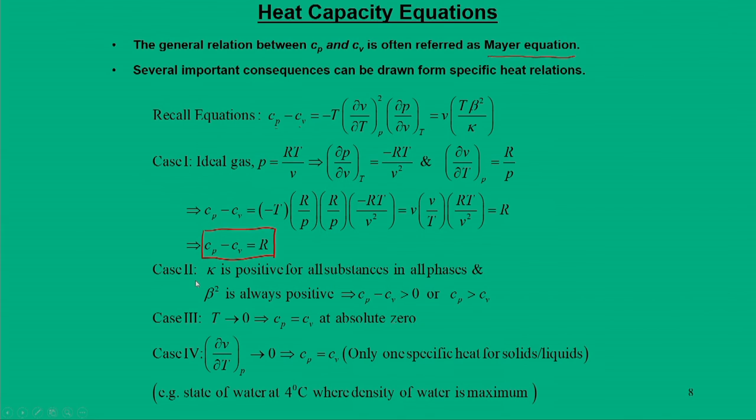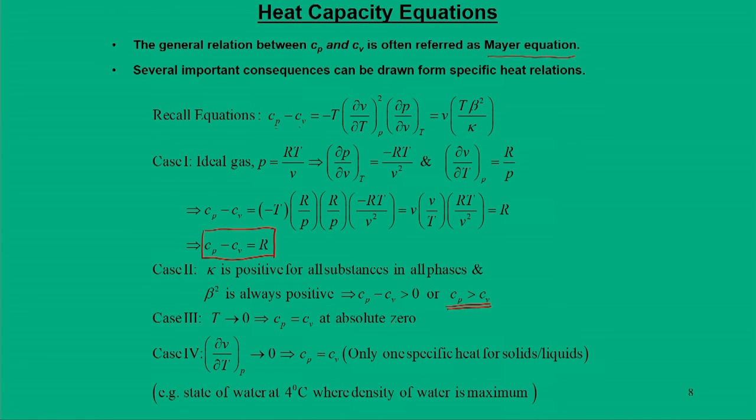Now, in the second case, case 2, we are trying to prove that Cp is always greater than Cv. Why? Because the term beta square is always positive, since it is a square quantity, absolute temperature is positive, and specific volume is also a positive number. And in fact, more importantly, kappa is positive for all substances in all phases. This is experimental evidence, and because of this we say that Cp minus Cv is greater than 0, or Cp is greater than Cv, which means the specific heat at constant pressure is always higher than the specific heat at constant volume.